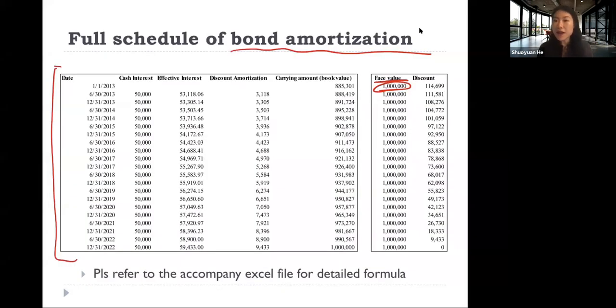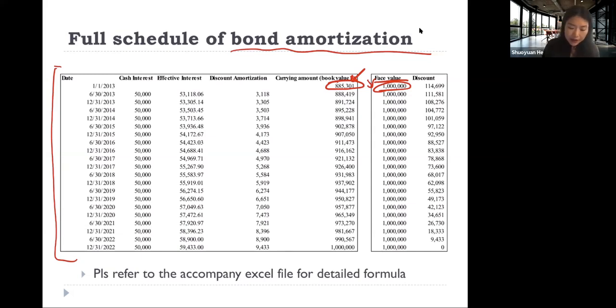So here, the face value of the bond is 1 million. The carry amount, the book value is 885,301. So this is the present value of the bond. The face value and all of the interest payment discounted using 12%, the market interest rate at the time of issuance, to the present. That will give you 885,301.